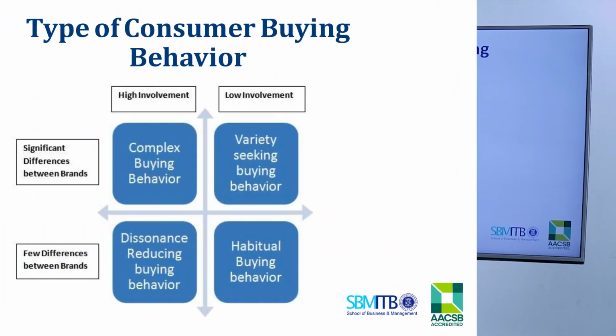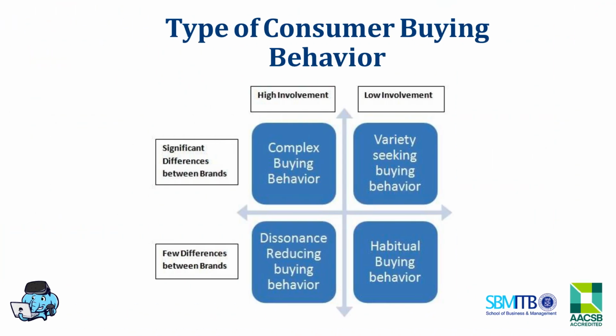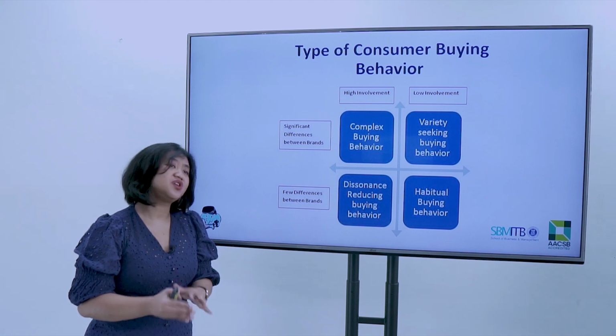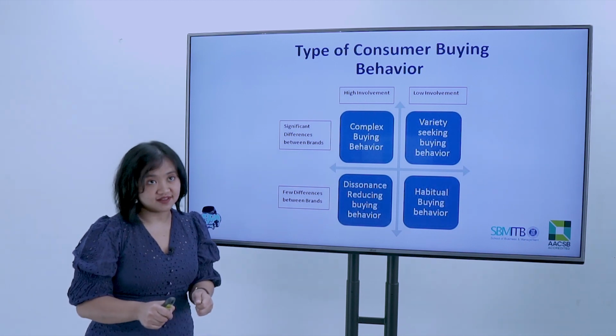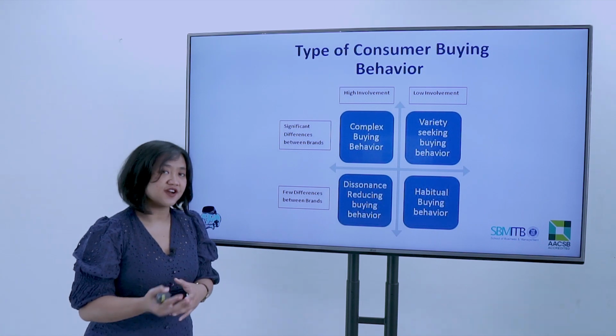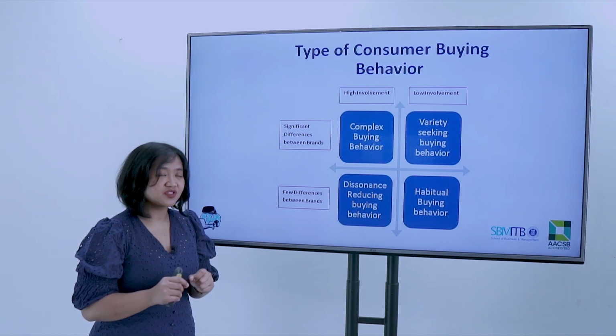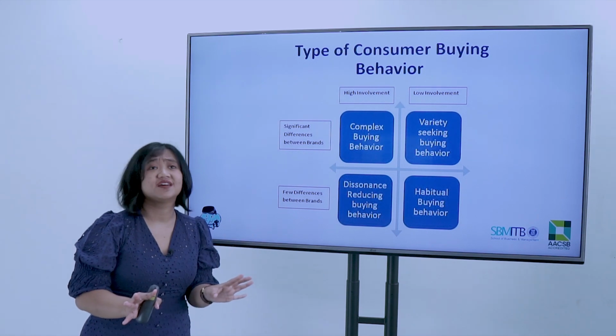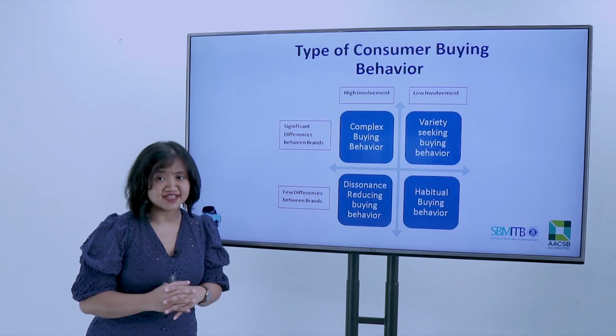Next, the dissonance reducing buying behavior. In this case, we have high involvement, but there are few differences between brands. An example of it is when we buy a carpet. We somehow do high involvement. We need to touch it. We need to compare it. We ask our family, our mom, our friends about the quality of the carpet products, but there are few differences among brands in this case.